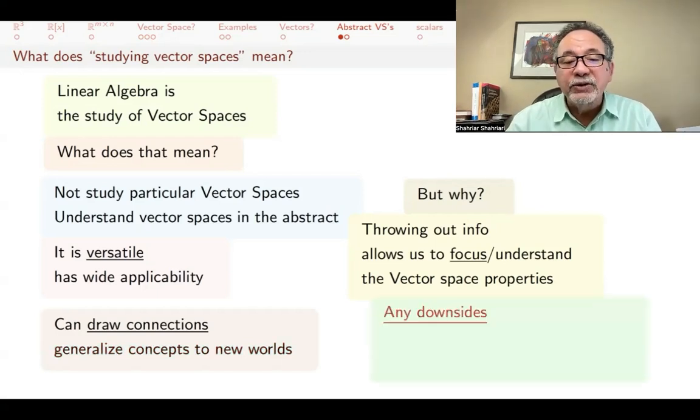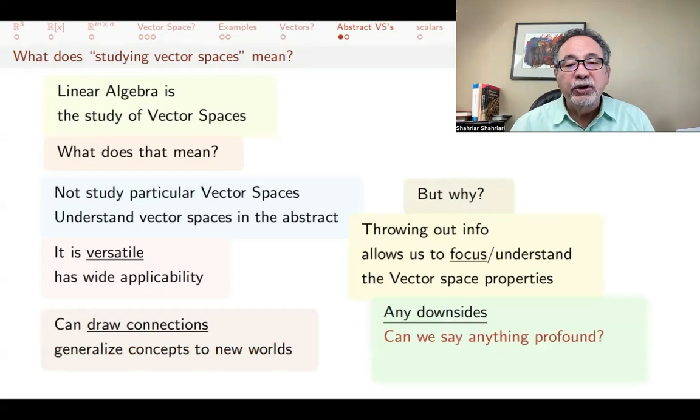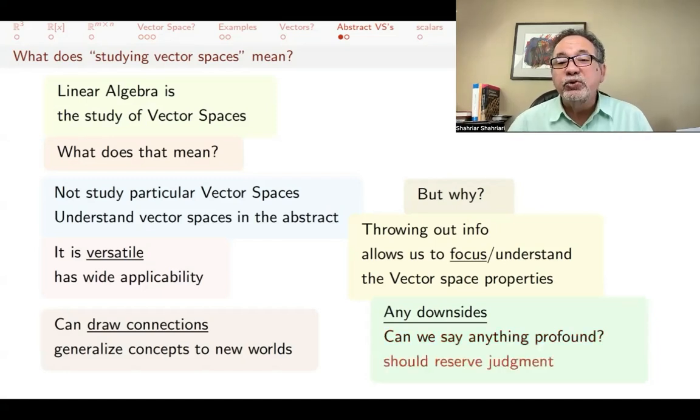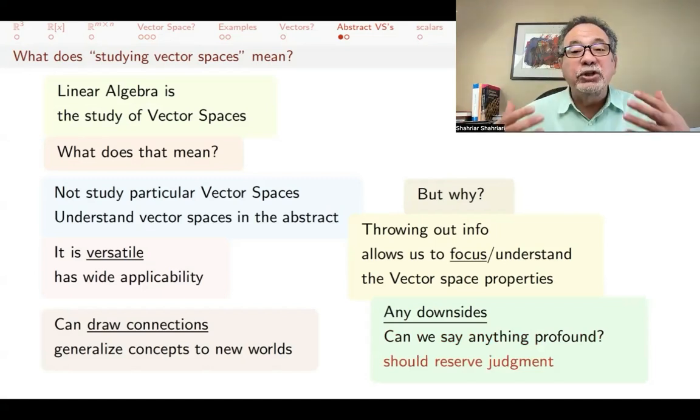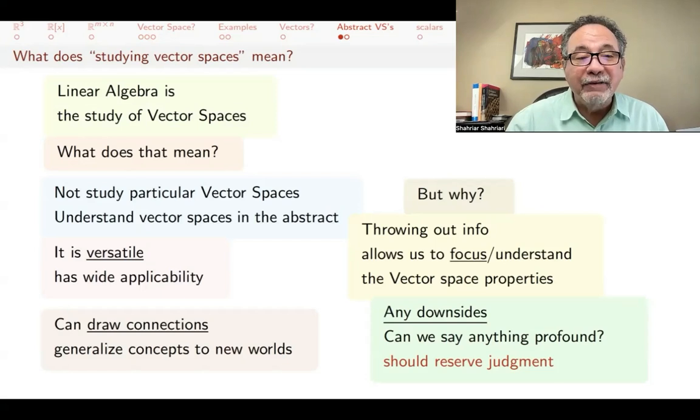Are there any downsides? The question really is that if you look at the properties that we mentioned, they seem to be quite weak. There's not much to them. If all you know is that you have a set of elements, you don't know what the elements are, you know that there's an addition and scalar multiplication, but you don't actually know what the addition and scalar multiplication are, and all you know is those silly rules, then can you say anything profound? You should reserve judgment on that. That's the purpose of a linear algebra course, to convince you that actually there are a lot of things you can say about a vector space.